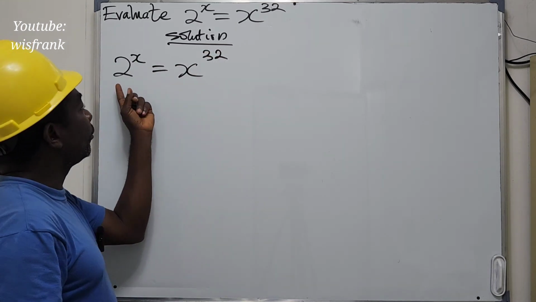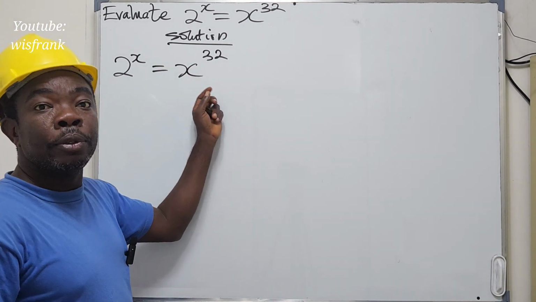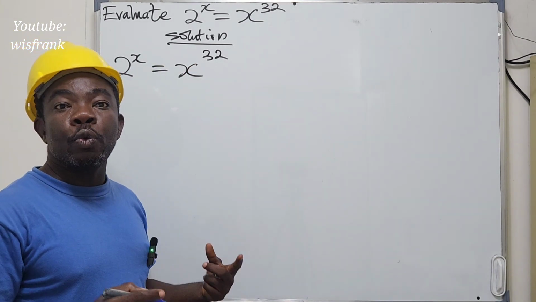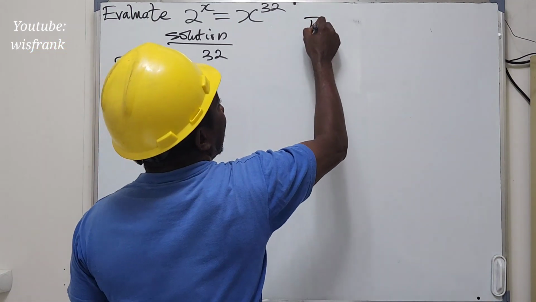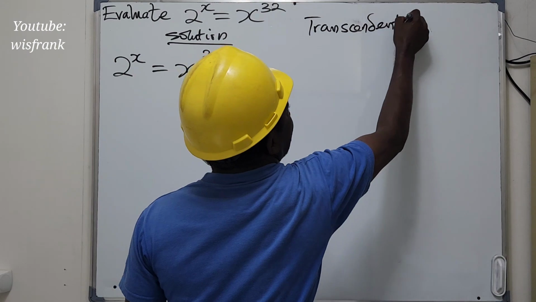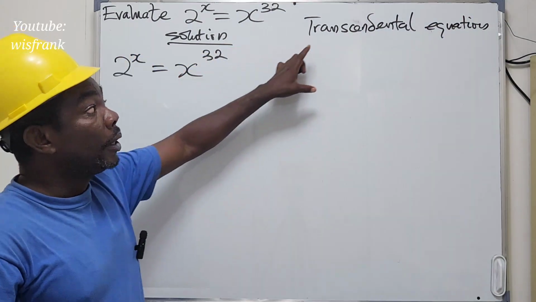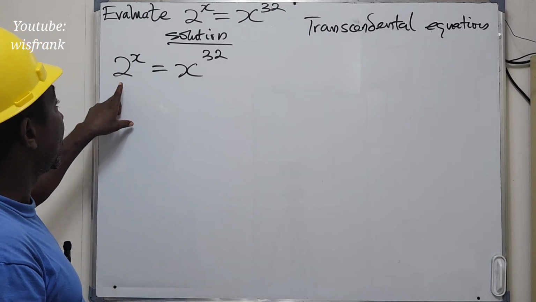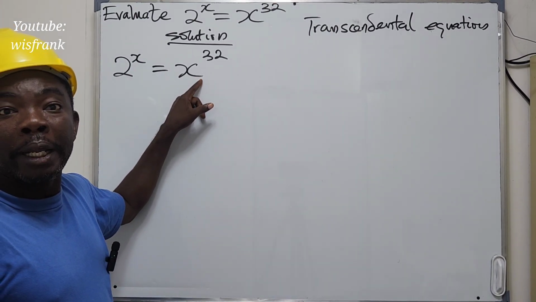We can see that we have a constant to the power of a variable and also a variable to a power of a constant. This equation is called a transcendental equation. So this is what it is called. It's a combination of an exponential equation and a polynomial equation.